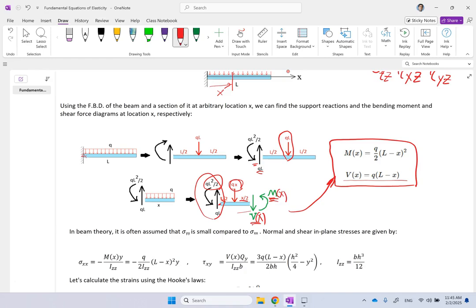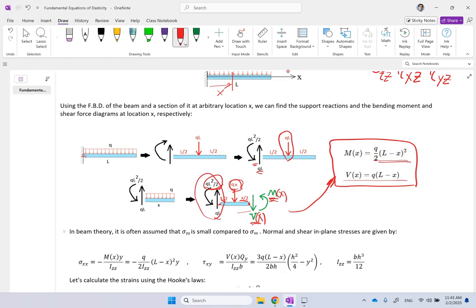Okay, and you can find that. Or if you take it about this point, then you will have this qL over 2 and the qx, and there are 3 terms which you can factor as this quadratic equation. So this is V and this is M.